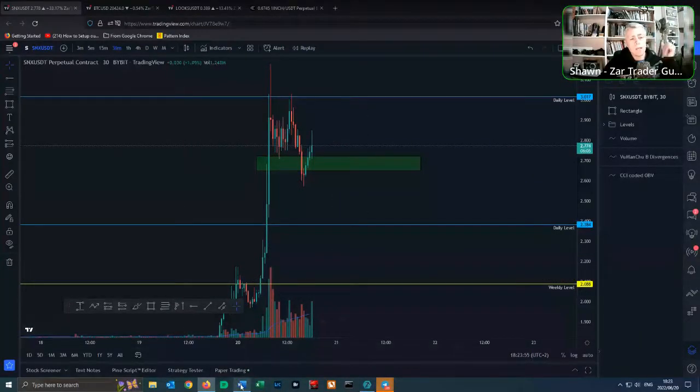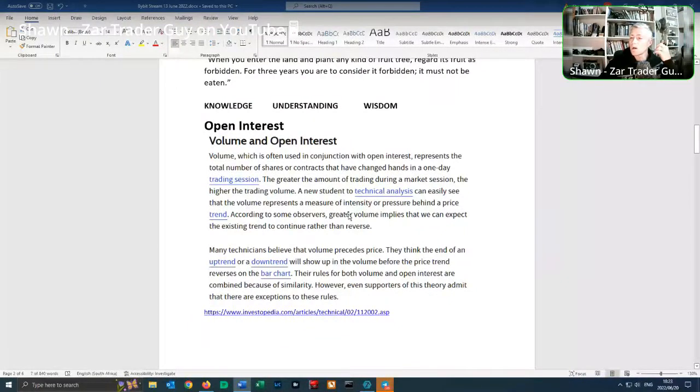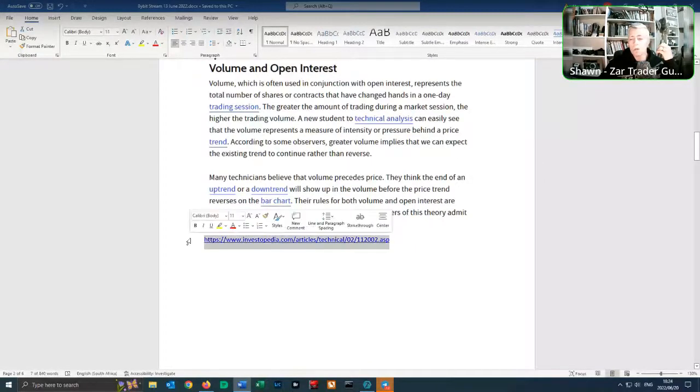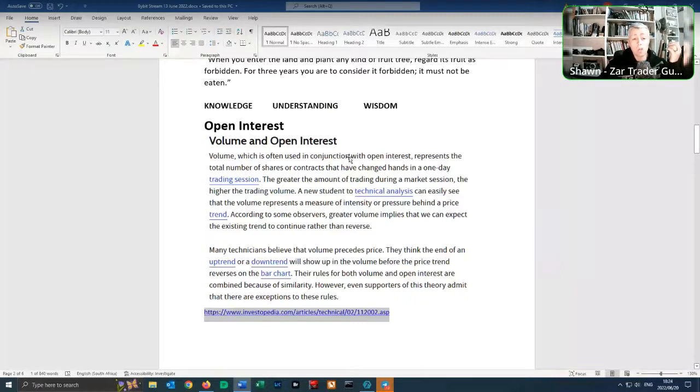So open interest and volume work very much hand in hand. And I actually got this from Investopedia. I'm going to make this document available so you can go and look at this, go over the stuff, look at the videos again, and really solidify these concepts in your head. So volume, which is often used in conjunction with open interest, represents the total number of shares or contracts that have changed hands in a one-day trading session.